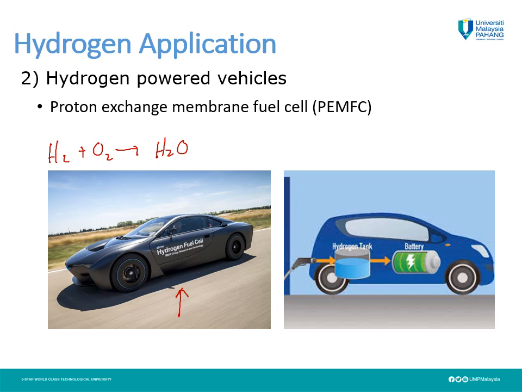So what happens is that the hydrogen will produce electricity using the technology of proton exchange membrane fuel cell, and the electricity will be used to rotate the motor. The only problem or obstacle of this technology is that the hydrogen gas is converted into liquid at a suitable temperature and pressure, and it will be stored in the car itself.